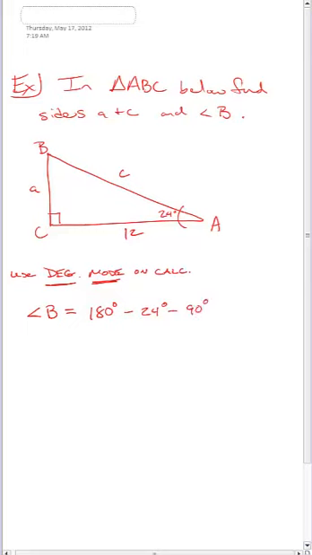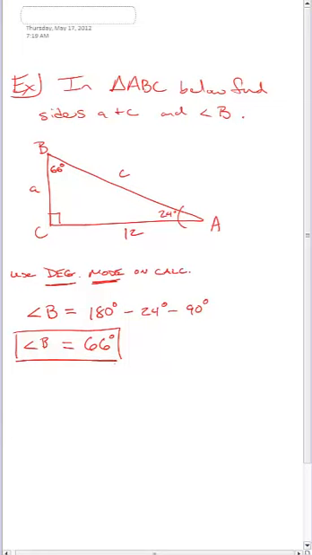Just subtracting off angle A and the right angle, we can find angle B, and that'll be 180 minus 24 minus 90, which gives us 66 degrees. So angle B we know right now is 66 degrees. You can fill that in up here, or you can just have it written down here. Now we want to use some of the information about the angles and the relationships to the sides based on our trig functions sine, cosine, and tangent.